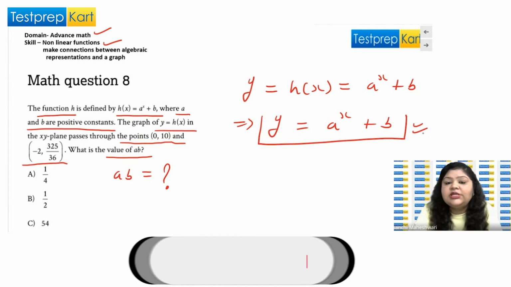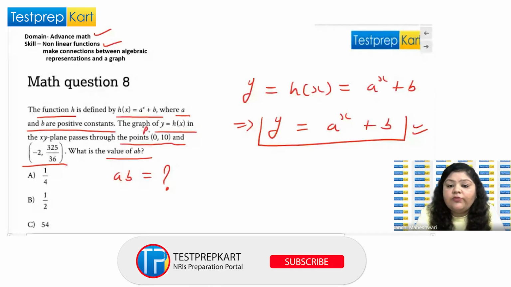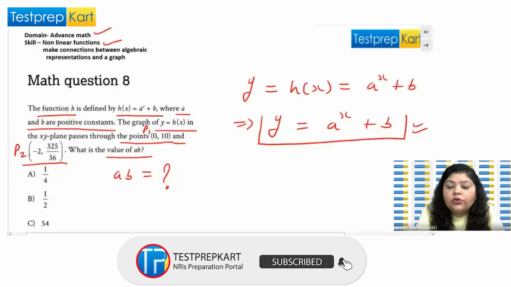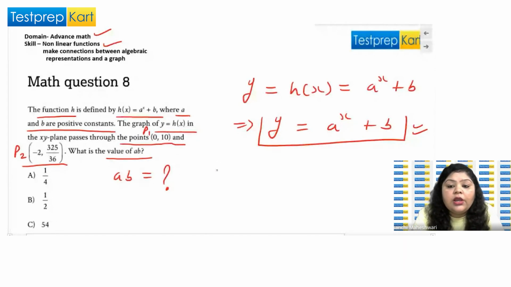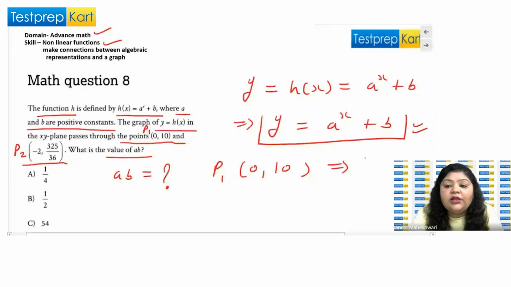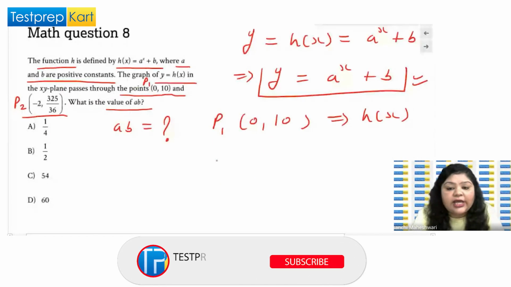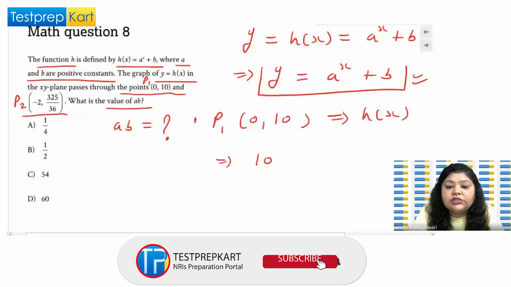What does this mean? See, I'm going to name this point as P1 and this point as P2. So P1 will satisfy this equation. That means its coordinates (0, 10) will satisfy the function h of x. Now what does this mean? Just substitute the values of x and y in this equation. So if I do so, what is the value of y here? 10. So this is the very first thing that we are going to do.